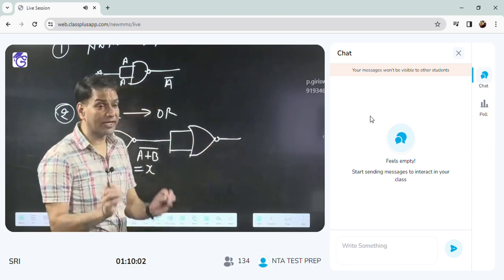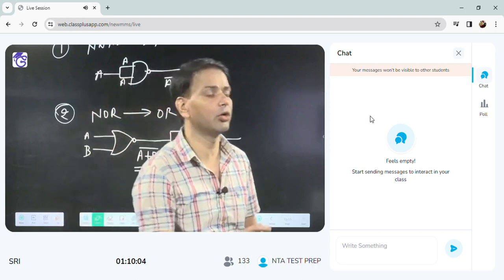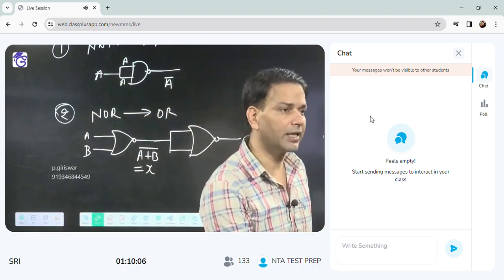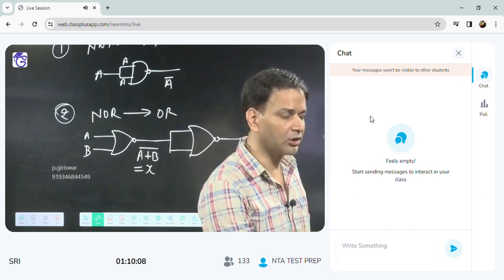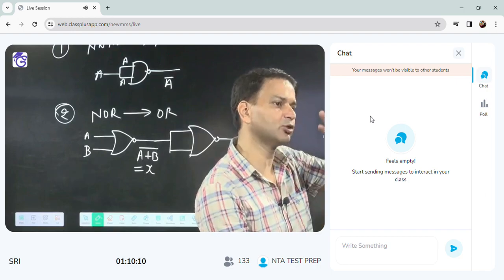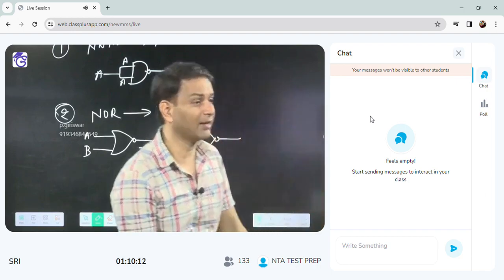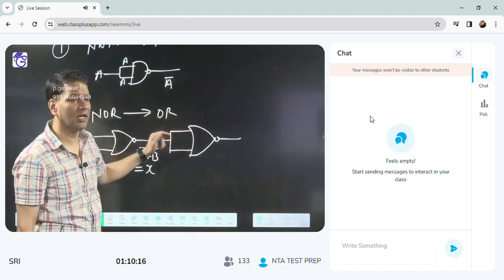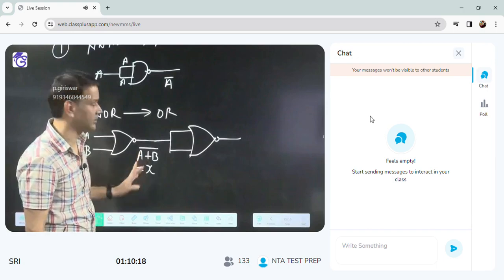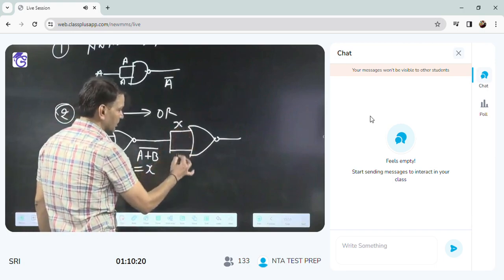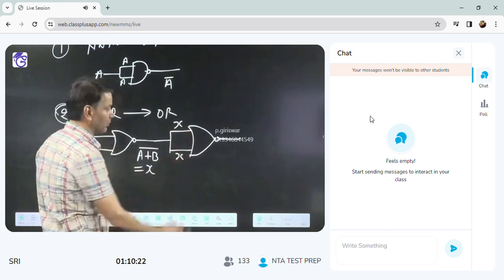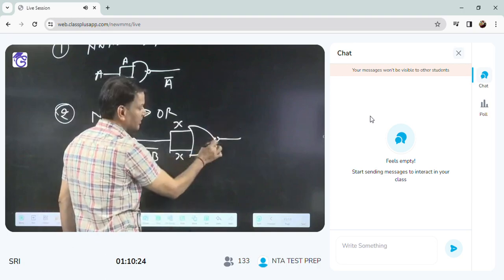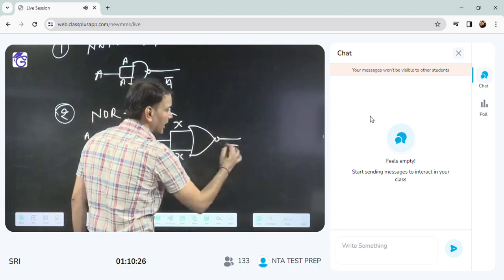So listen, when the input is long, like A plus B whole bar, then assume a symbol which you are not using in the question. After that, in the last, you can put the value back. Okay. So like here, A plus B whole bar is the input. Again and again, I will not write A plus B whole bar, so I am taking A plus B whole bar as X. Now X and X is the input. X plus X is X. But I need NOR, so I will get X bar.